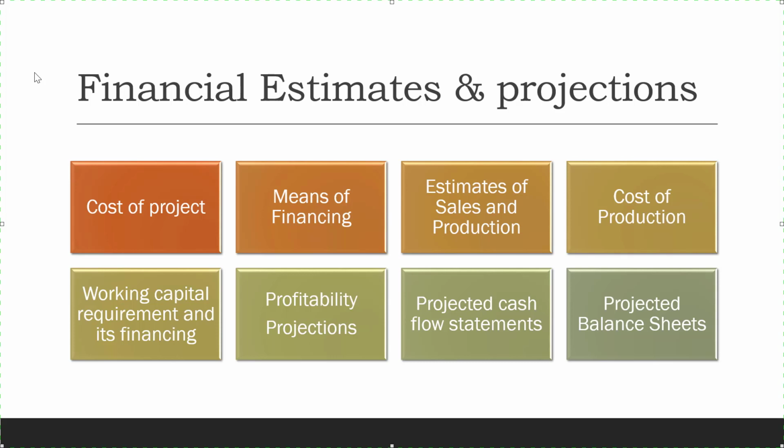Then the cost of production. What will be our cost of producing the goods? What will be the manpower requirement? What will be the power requirement? We were using boilers, other equipment, DG sets. And the cost of conversion of raw material into finished goods. So all kinds of things go into labor, material and everything.